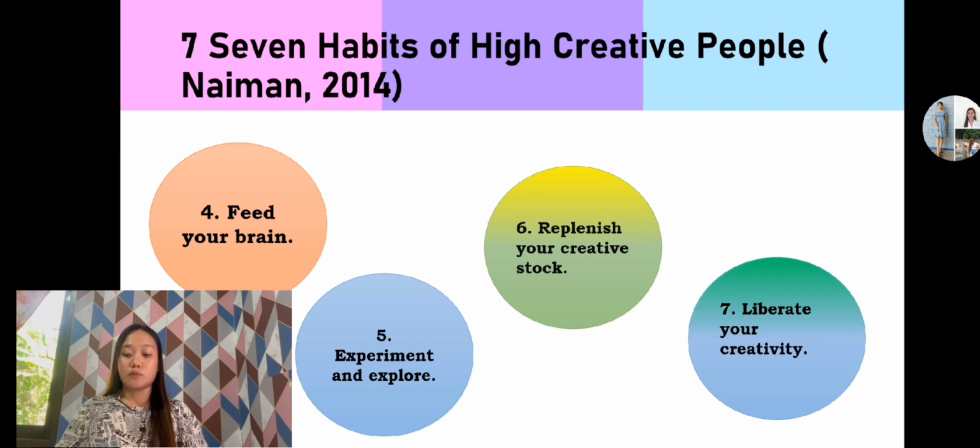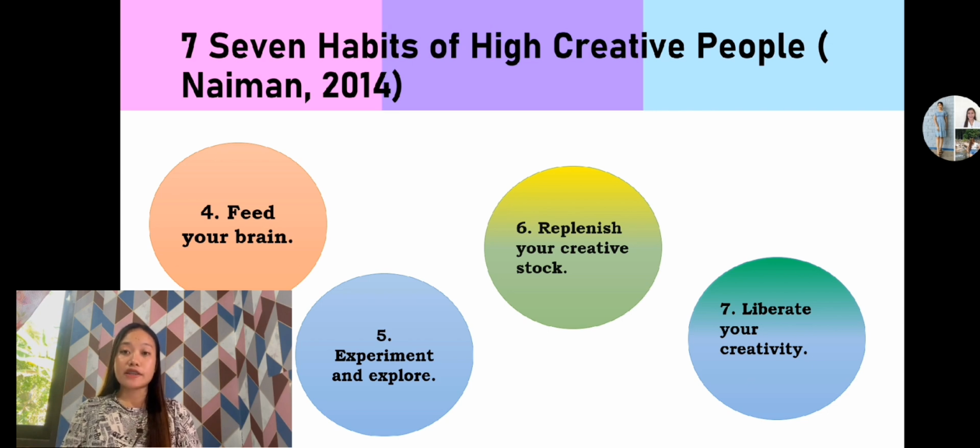So, the number 6 is replenish your creative stock. You must learn to be self-nourishing and translate hobbies, talent, and skills into wonderful potentials. So, you need to know your self-nourishing to translate your hobbies, your talent, and skills so that you can be able to have wonderful potentials.